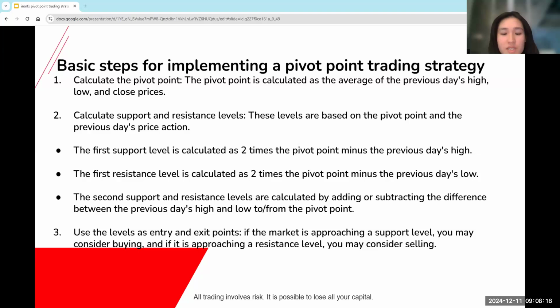Secondly, you calculate support and resistance levels. Once the pivot point is determined, you can calculate the support and resistance levels based on the pivot point and the previous day's price action.